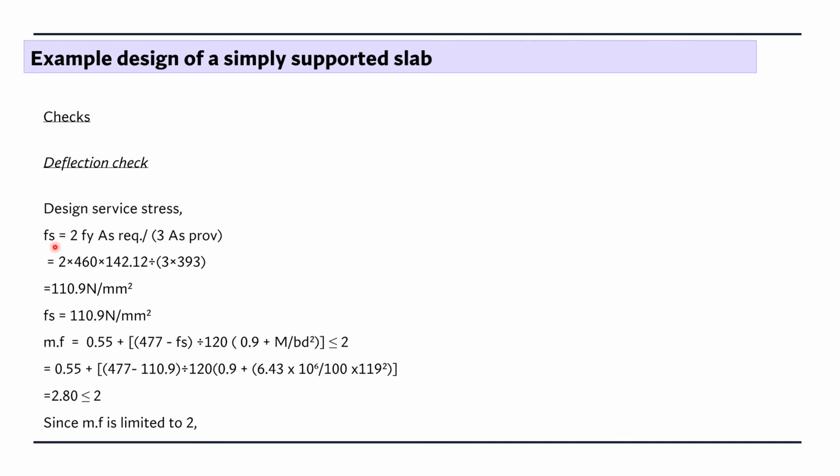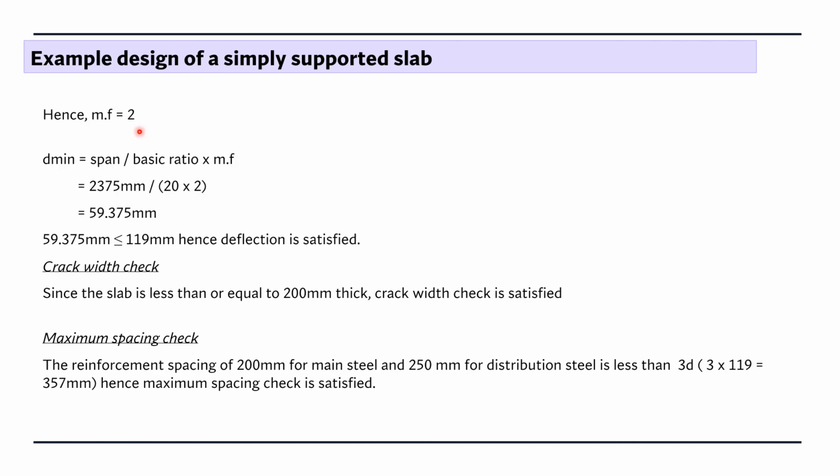The service stress, using the formula stated here, using the area of steel required and area of steel provided, you can see we have 110.9 N/mm². And then we go on to use it to calculate the MF, which we get as 2.8. But remember, in the code, it's also limited to 2. So since 2.8 is greater than or equal to 2, we are going to limit our MF to 2. Hence, MF is equal to 2.